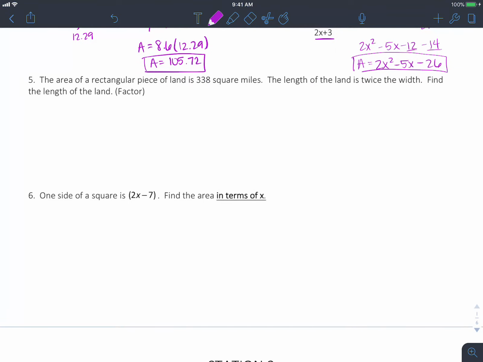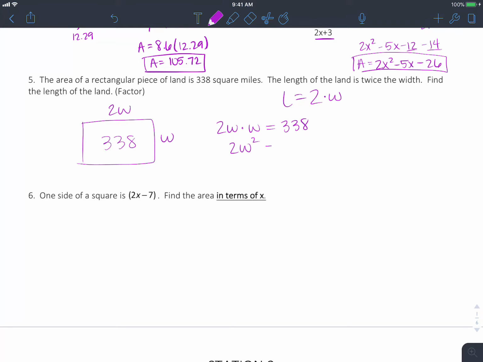All right, number 5. The area of a rectangular piece of land is 338 square miles. The length is twice the width, so 2 times the width. Find the length of the land. So our length is twice the width, and our width is just our width. What we're going to do is base times height. So 2w times w equals 338. W times w is going to give us w squared.